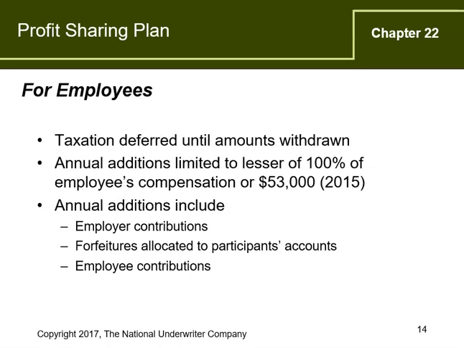For employees, taxation is deferred until amounts are withdrawn. Annual additions are limited to the lesser of 100% of employee compensation, or $53,000 here in 2015. In 2019, it is $56,000 plus the $6,000 catch-up contribution for those over 50 years of age. Annual additions include the employer contributions, forfeitures allocated to participants' accounts, and the employee contribution.